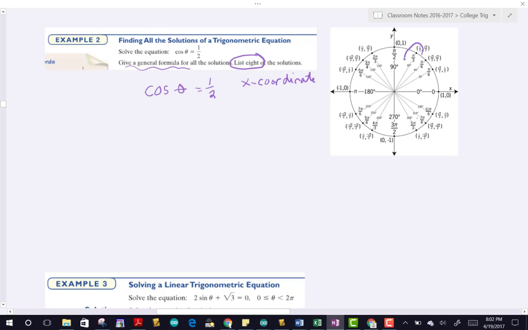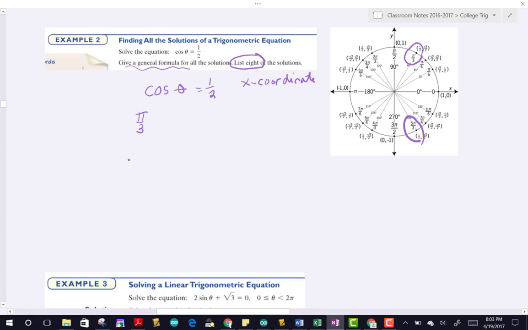So if we look at our unit circle, one of the places where our x-coordinate is equal to a half is at pi over 3. And then our x-coordinate is also equal to a half at 5 pi over 3. So we're going to have other solutions at numbers that are 2 pi more than those numbers. So we can kind of think of our solutions in 2 sets.